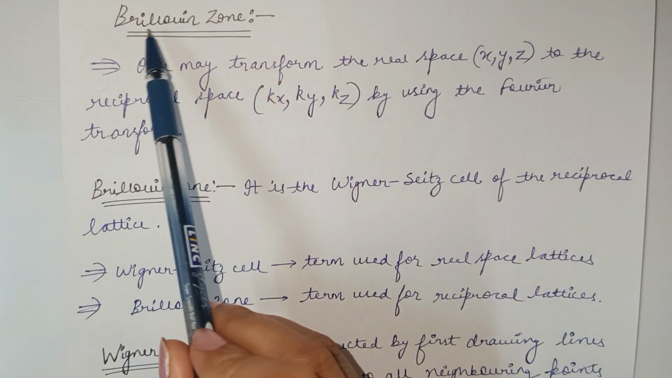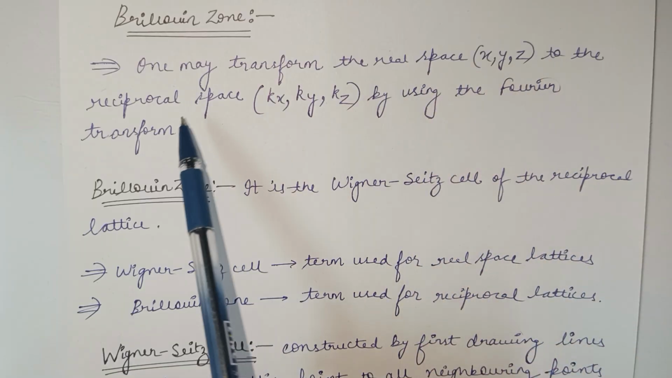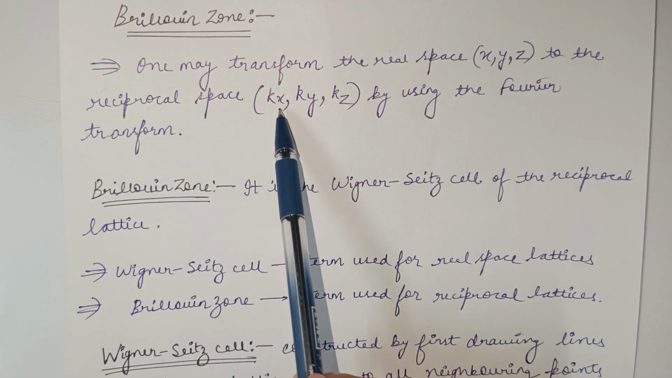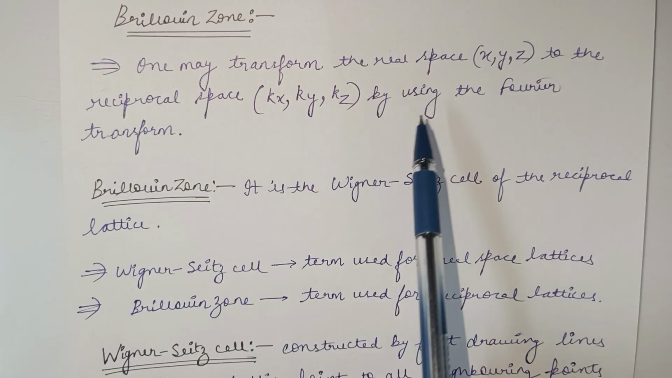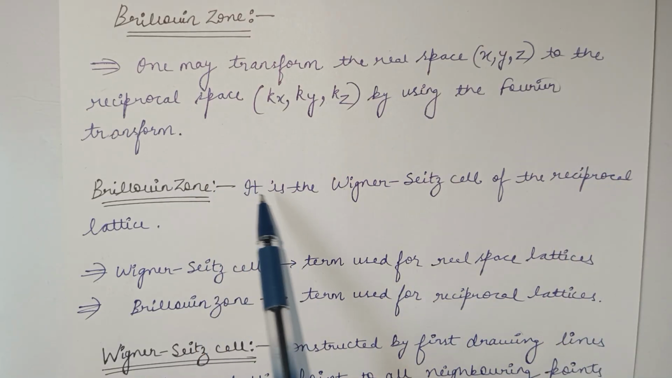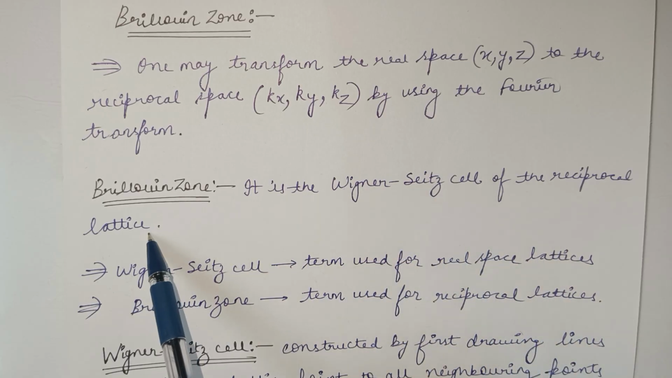So today we will learn about Brillouin zone. In real space we have x, y, z, but if we represent it in reciprocal space, it is written as kx, ky, kz if we simply do the Fourier transform. So the Brillouin zone is actually called the Wigner-Seitz cell of the reciprocal lattice.